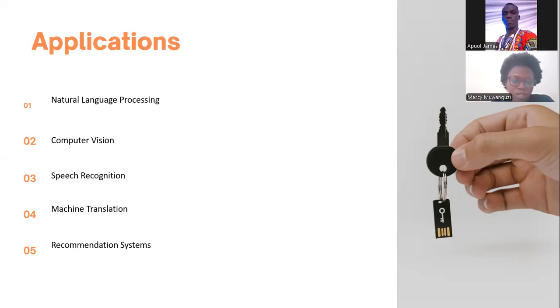Then we have recommendation systems, whereby the models are trained to give feedback to a person according to what they have put in, maybe meal recommendations, medicine recommendations.